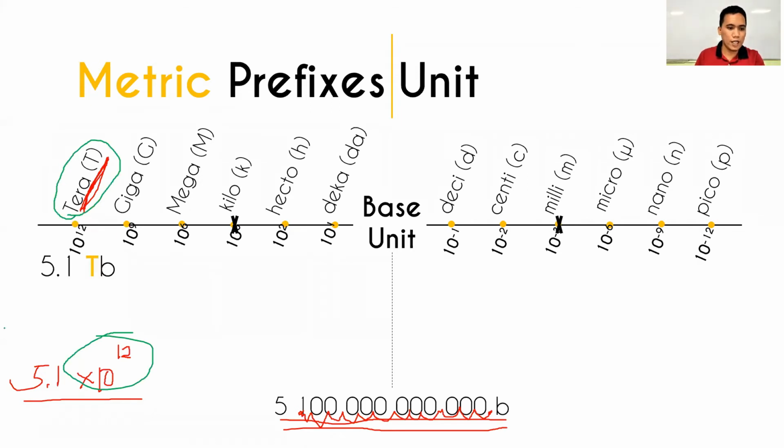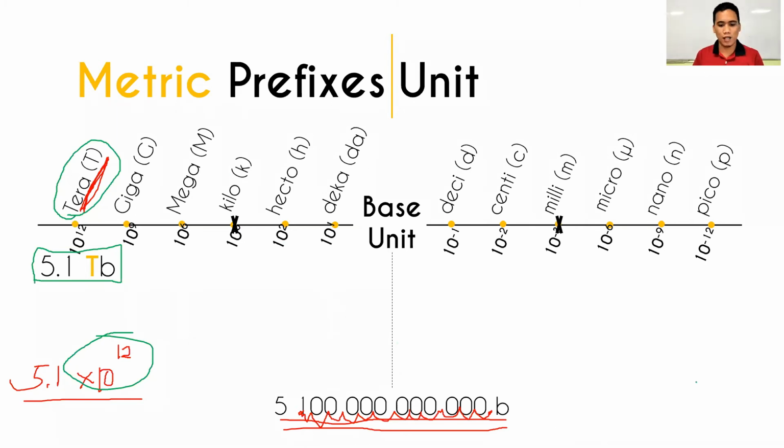So the final answer is 5.1 terabyte. Imbes na ang ilagay natin is times 10 to the power of 12, we replace this with the prefix tera. The symbol of tera is capital letter T, then add the given unit. In this case, we have byte. So 5.1 terabyte.